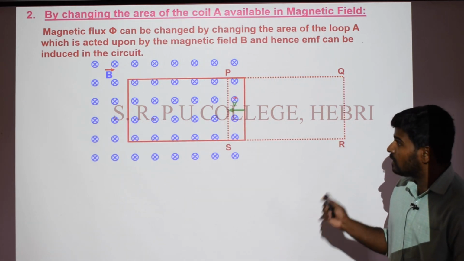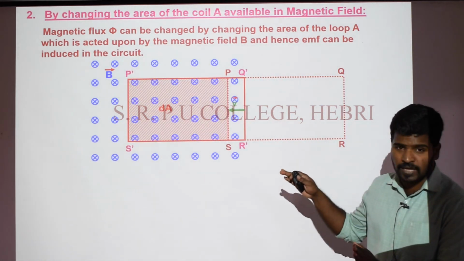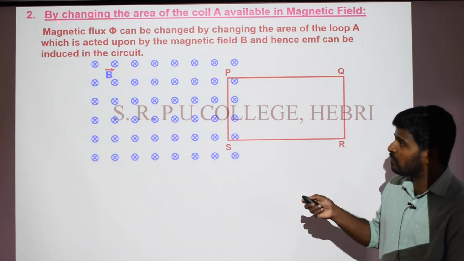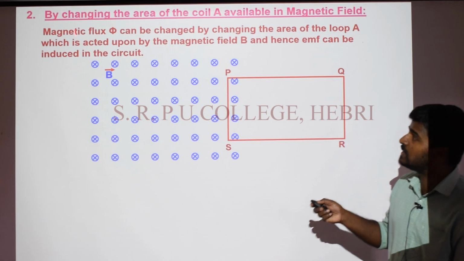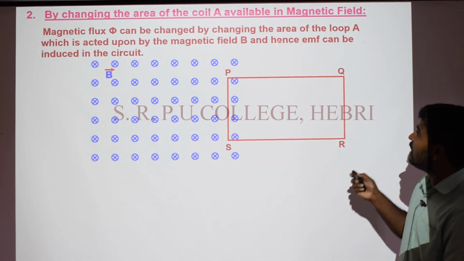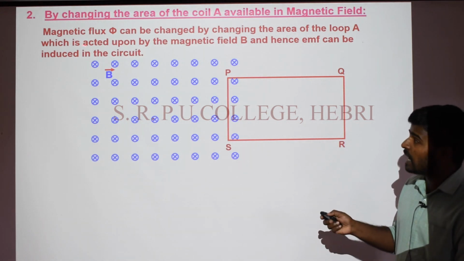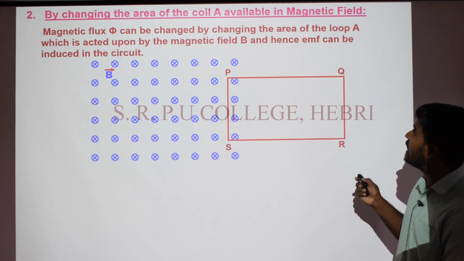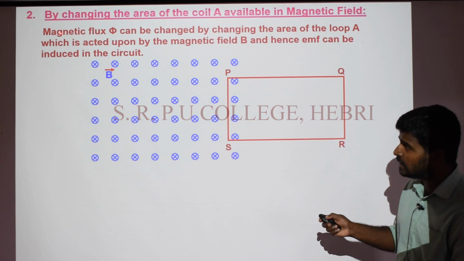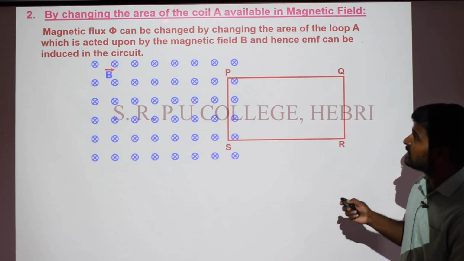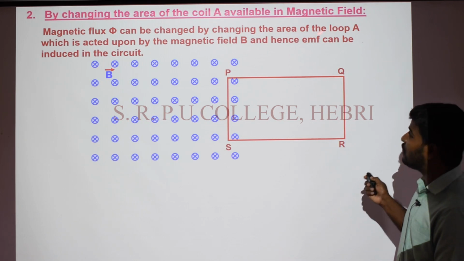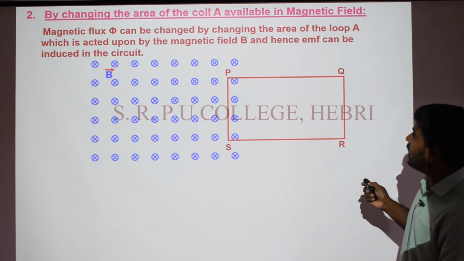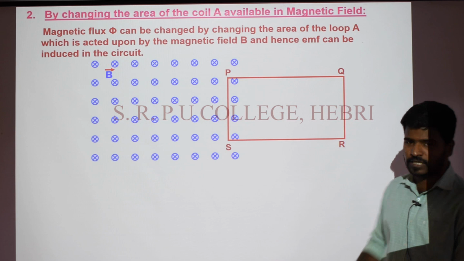See here, the loop is moved into the magnetic field region. Note the diagram. What is the meaning of changing the area of the coil A available in the magnetic field? It means the magnetic flux phi can be changed by changing the area of the loop A, which is acted upon by the magnetic field B, and hence EMF can be induced in the circuit.